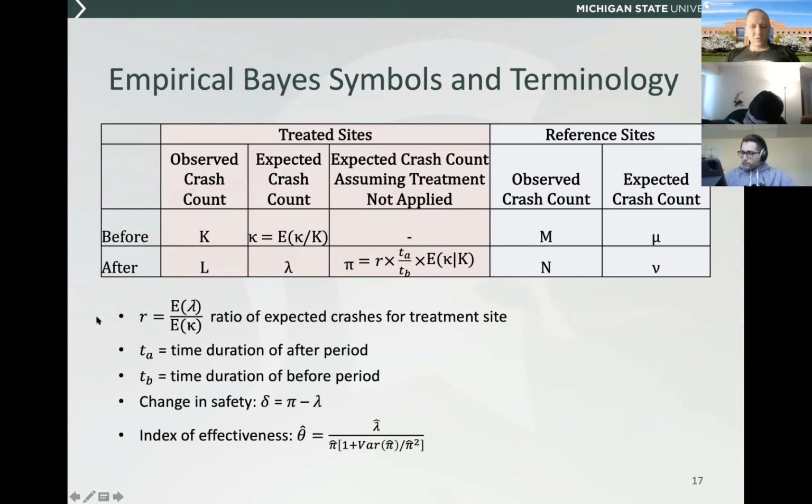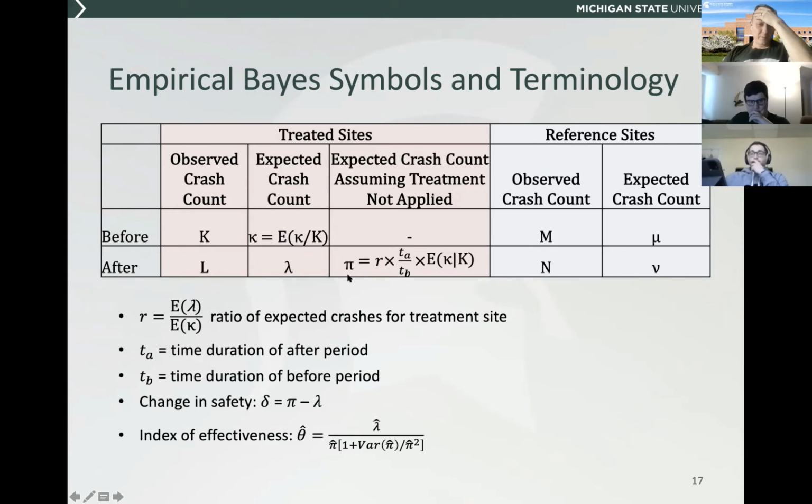All right, and so as we look at the setup here, this is very similar to what we saw in the before and after with control. So we have those same observed crash counts for our control or reference sites, as well as the sites where the treatment has been applied. You'll notice the calculation of pi is slightly different here. So instead of just taking r times the expected value from that regression equation, we're also taking the ratio in time periods.